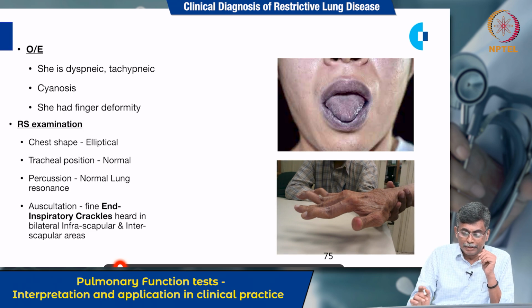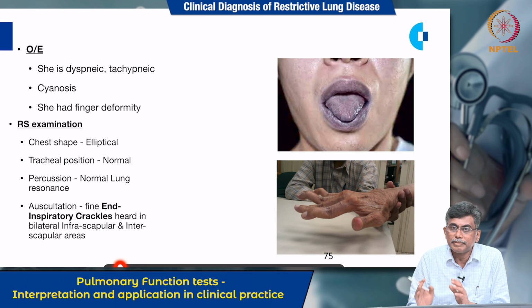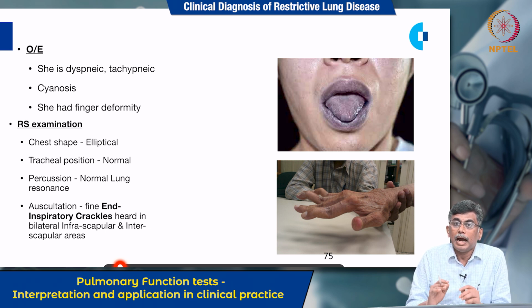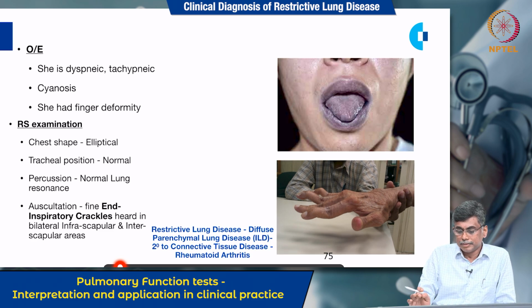On respiratory system examination the chest shape, tracheal position and percussion are all normal. Auscultation wise there are fine end inspiratory crackles, heard in the bilateral infrascapular and interscapular areas. So this is again the velcro crackles, and this means it is a restrictive lung disease. And here the restrictive lung disease is due to a lung problem, that is diffuse parenchymal lung disease, and it is secondary to a connective tissue disorder like rheumatoid arthritis.